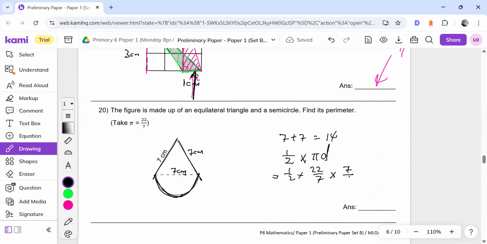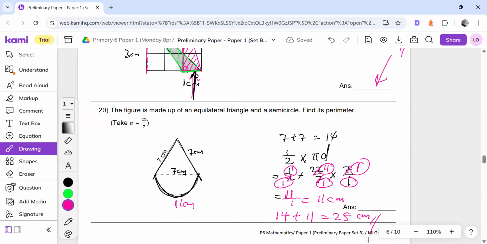And that is also the diameter. Then change the whole number into a fraction. Then cancel: 2 divided by 2, 7 divided by 7, 7 divided by 7. Once the denominator is 1, 1 times 11 times 1, 11 over 1, which is 11 cm. So that's the circumference of the semicircle. Then take the straight lines plus the circumference, and you will get the perimeter. Perimeter is not circumference. Circumference is just the arc. Perimeter is the arc and the straight lines.